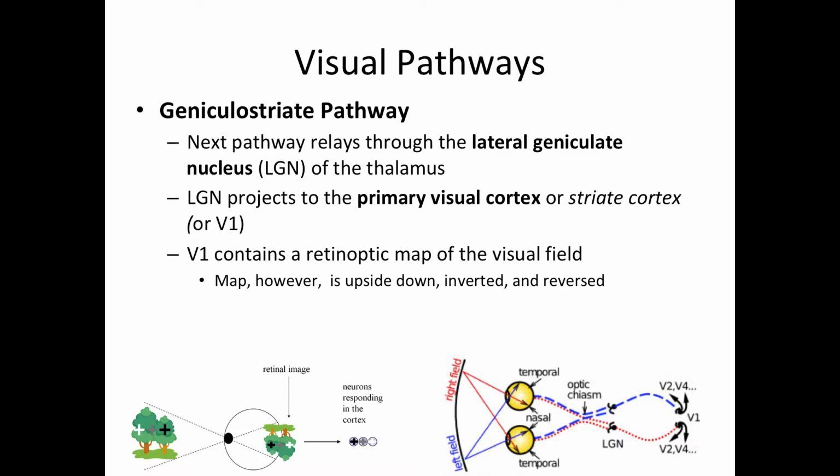So after it passes through the LGN, it goes to the primary visual cortex in the back of the brain, so in the occipital lobe. And we call the primary visual cortex also V1. So V1 is the primary visual cortex. The V1 cortex is in the back of the brain and has a retinotopic map. We're going to go over that in more detail in about 2 slides.